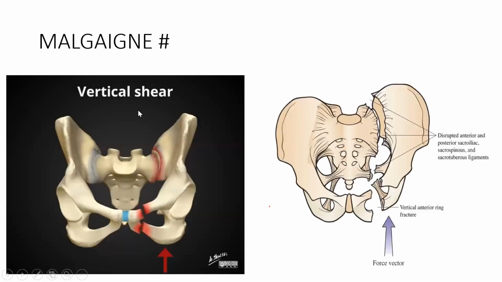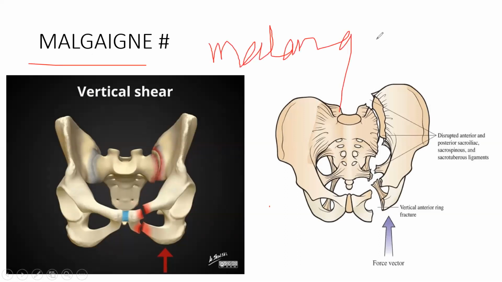Then this is Malgaigne fracture. Okay. So Malgaigne word is, it's like Malang. We've seen one movie Malang. Okay, so it's like a Malang fracture. Okay, Malang Disha Patani. So it's like a vertical shear. So one-sided of the pelvis would get fracture. Okay, so इधर का pubic rami fracture होगा and इधर का sacroiliac joint fracture होगा.